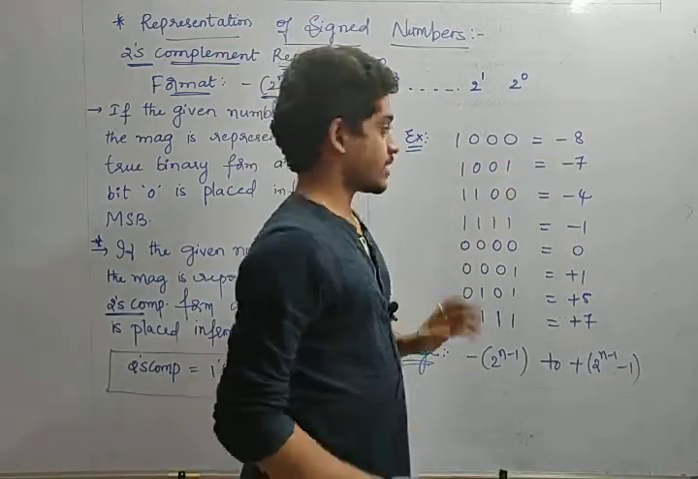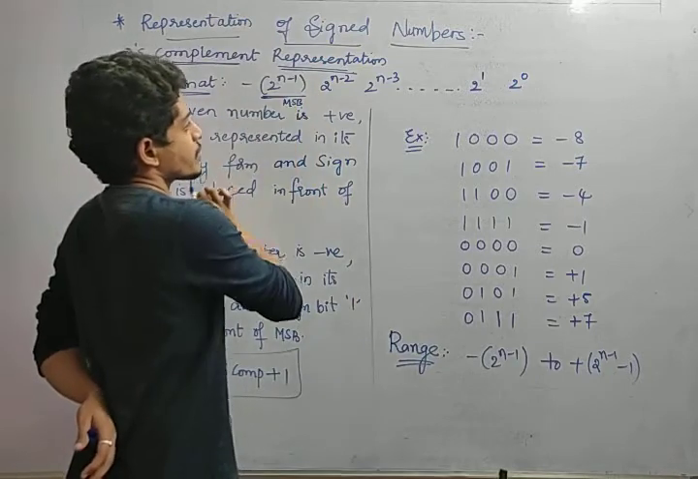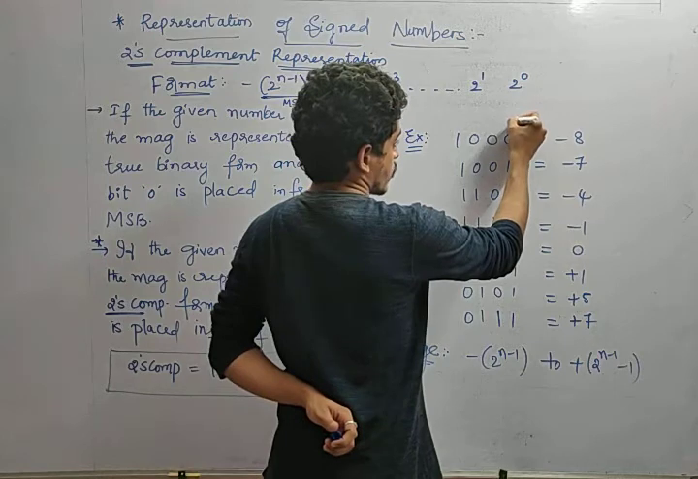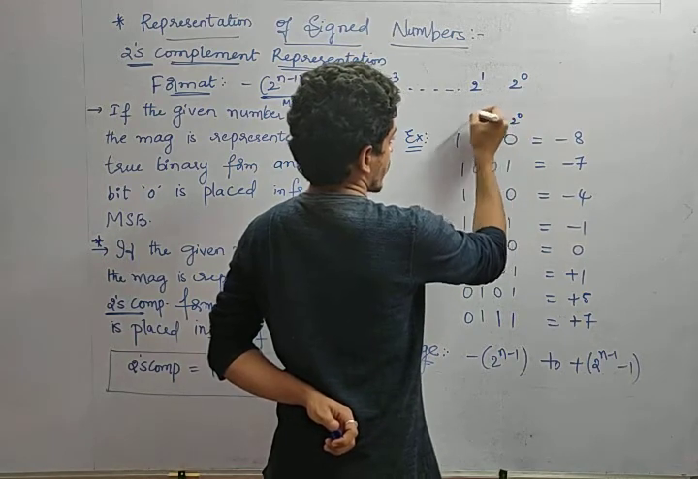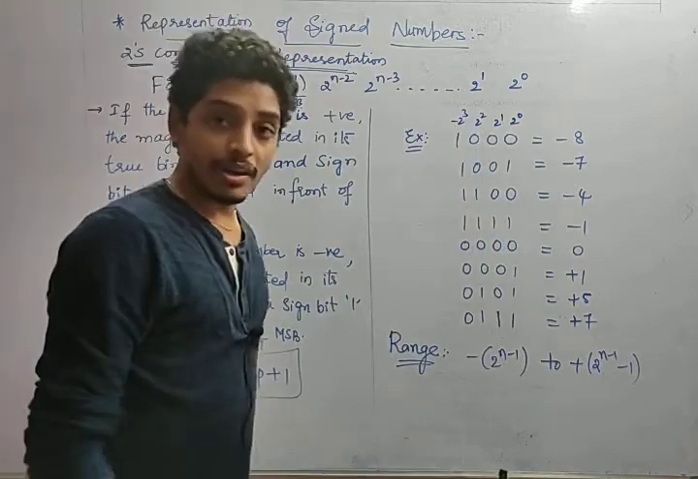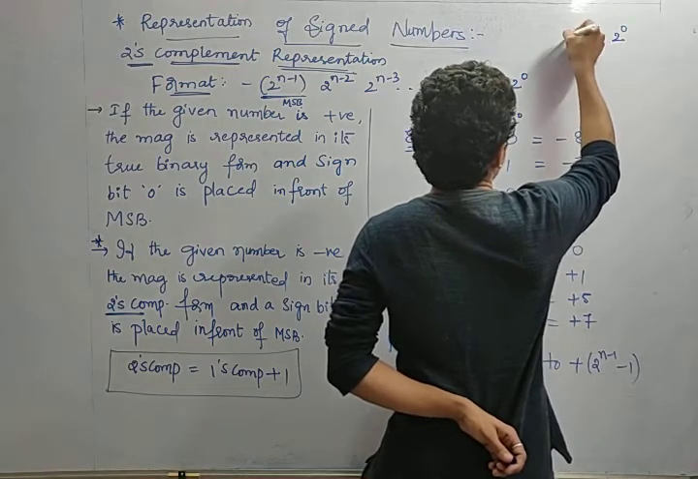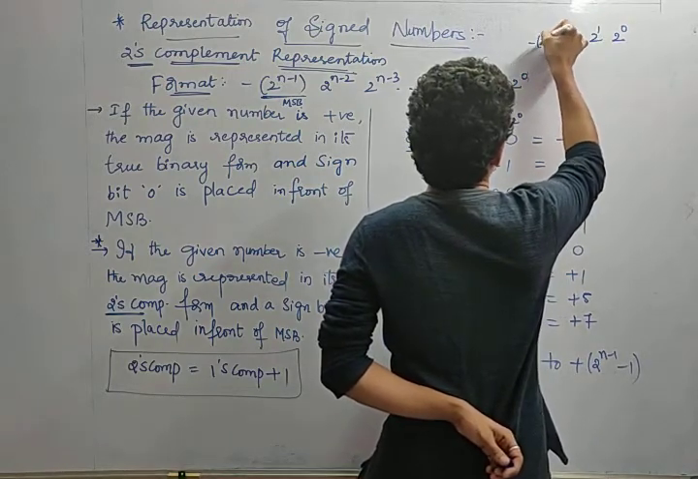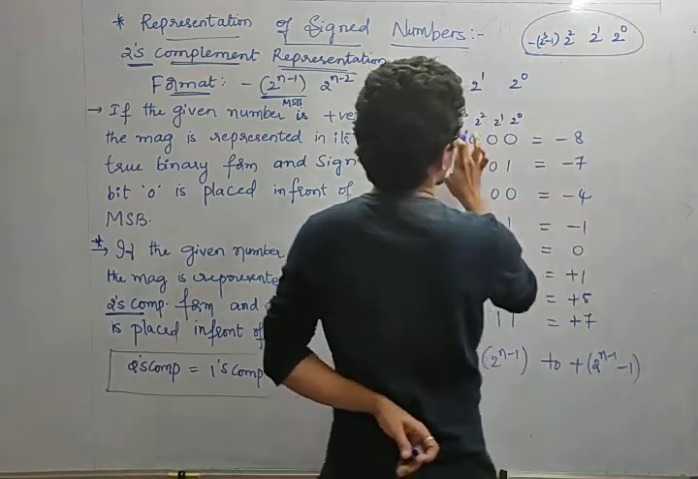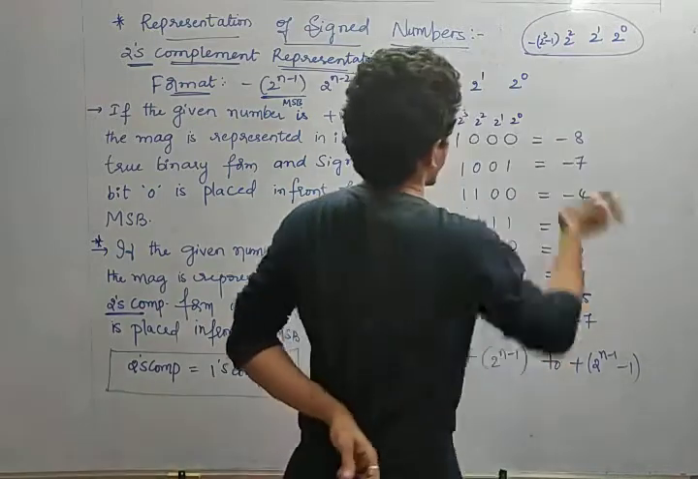1000 is minus 8. Remember friends, here he is saying 2 power n minus 1, right? So how can I write it? See, 2 power 0, 2 power 1, 2 square, this is minus 2 cube. This is the format of 2's complement. In 1's complement, the format will be 2 power 0, 2 power 1, 2 square, minus of 2 cube minus 1. This is the 1's complement representation. Right? 2's complement representation will be in this way. Fine.